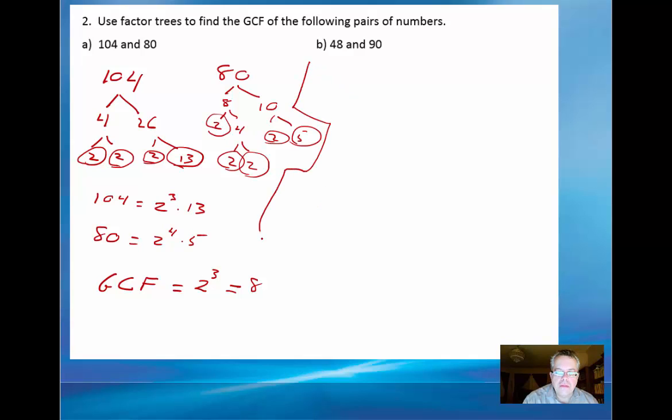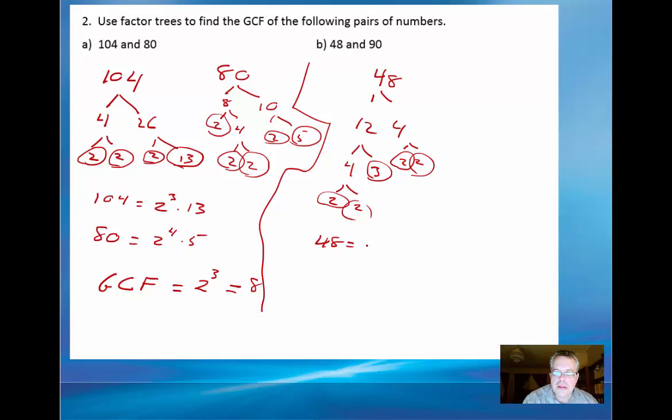Okay, so the factor table is a little bit simpler, but like I said, this works with larger numbers. All right, 48, let's break it up. 48 is 12 times 4. 12 is 4 times 3, so 3 is prime. And 4 is 2 times 2. I'm going to circle them. That 4 is 2 times 2. So we get 48 is 2 to the fourth times 3.